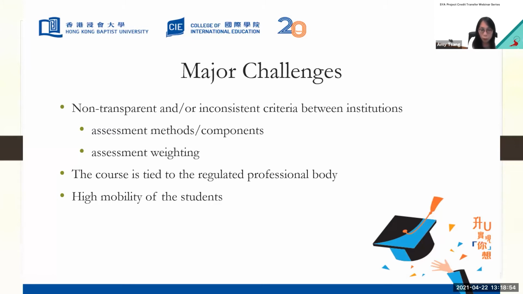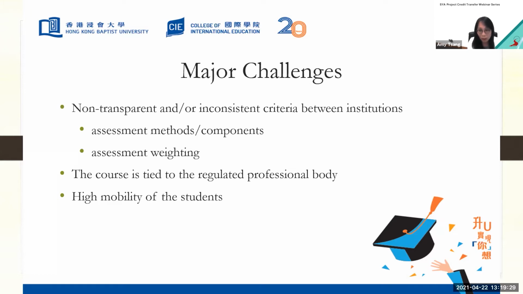Especially for courses tied to local professional bodies, where students can get exemption from public examinations, that is another stakeholder perspective we have to take into account. Furthermore, students nowadays are highly mobile, getting more articulation chances not just around local universities but also at overseas universities. So those criteria can be very different, and each time it boils down to case-by-case consideration.